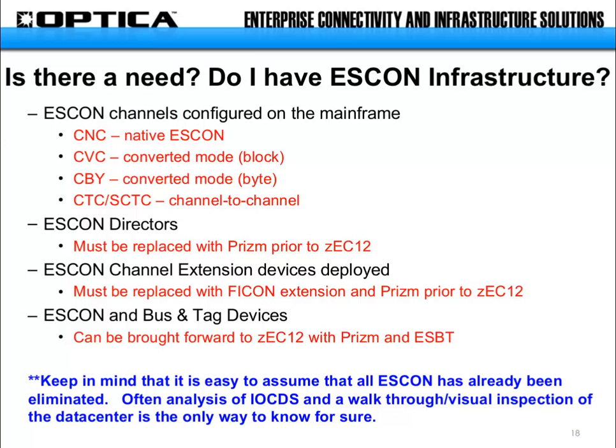Okay, so how do I determine if there's a need? And this might seem like a silly question because you might be thinking, well, of course I know if I have ESCON or bus and tag devices and whether I'm going to need Prism. What we've discovered is that a lot of times customers actually have to do some analysis on their gen to really determine what's in use and what isn't.